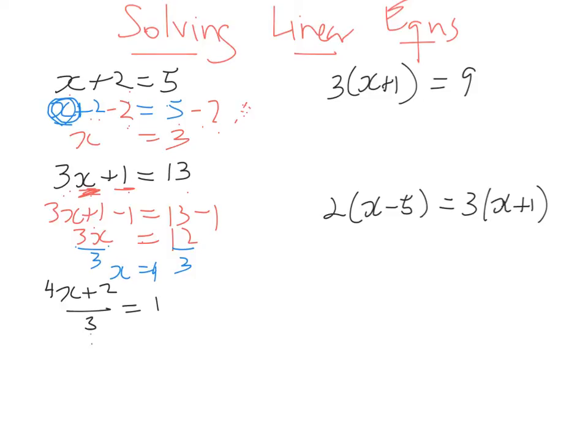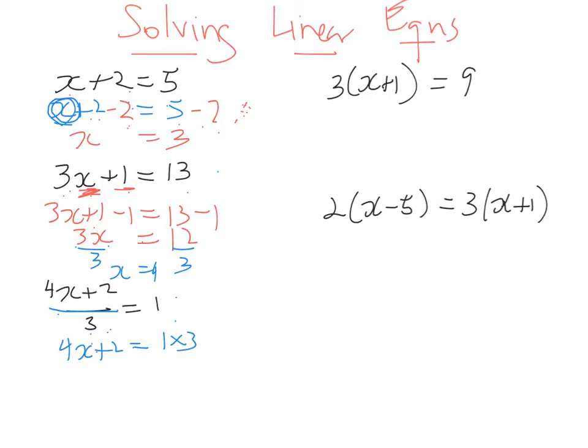Alright, it gets a little bit more complicated. That was a one-step equation. This was a two-step, this one I think is a three-step. So if we're saying we've got 4x plus 2 divided by 3, that means first thing we're going to do is multiply by 3 first. So if we multiply both sides by 3, we're going to be left with 4x plus 2 equals 1 times 3.